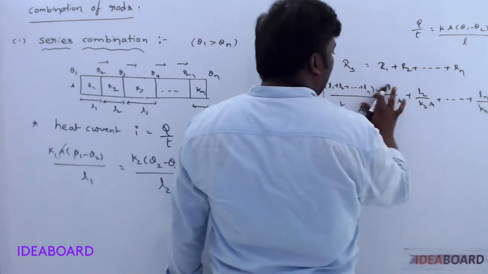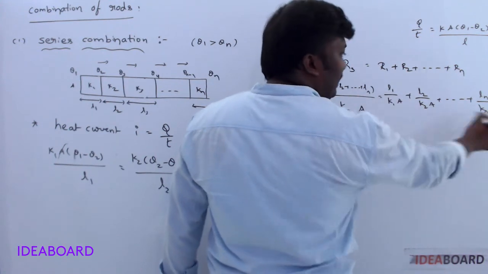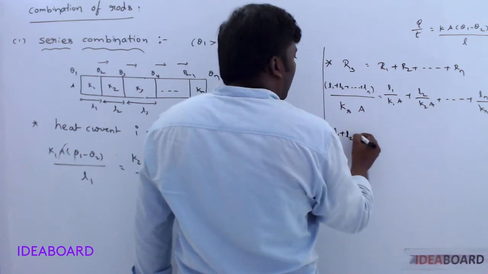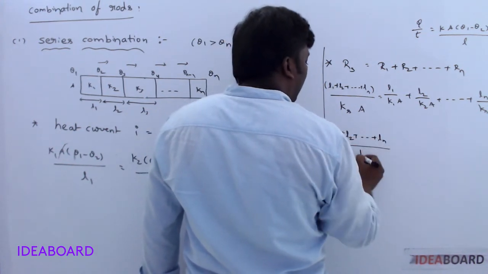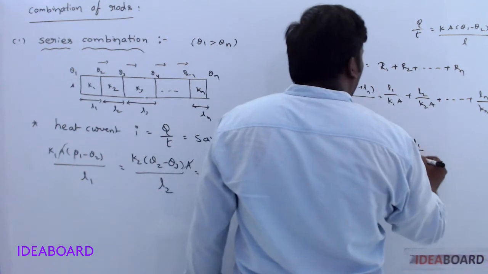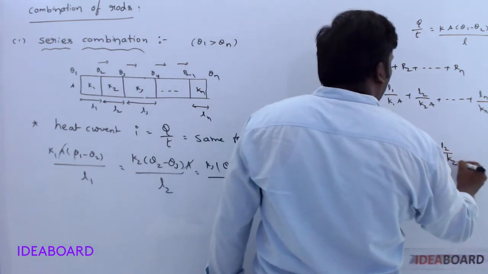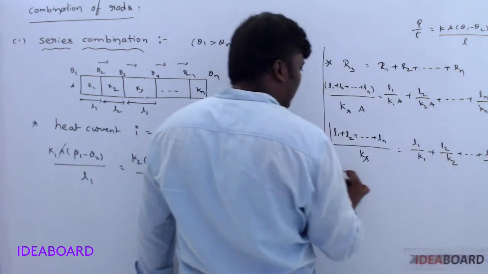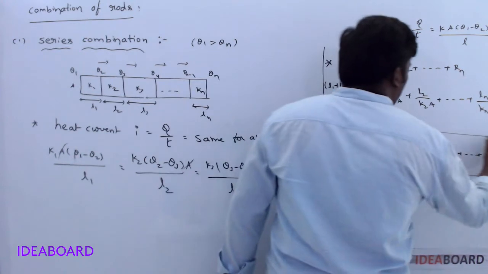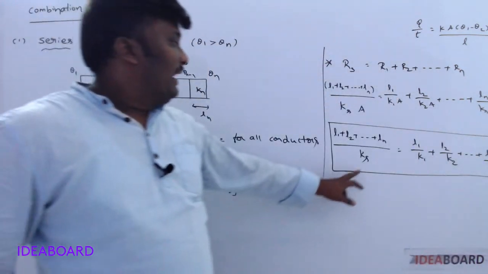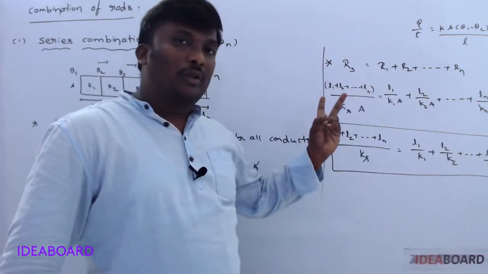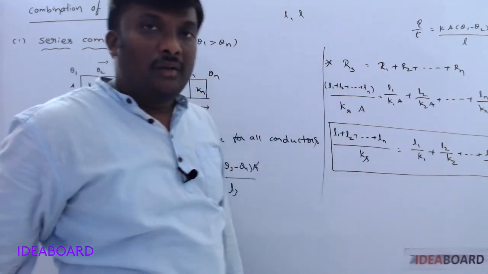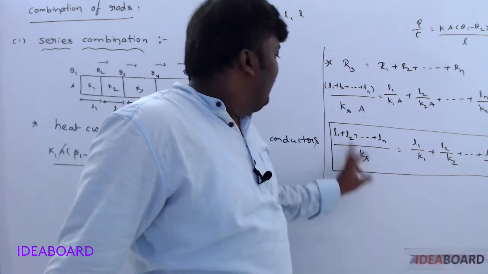So in all the cases, A is common and cancels. Then what we got? L1 plus L2 plus so on Ln by Ks is equal to L1 by K1 plus L2 by K2 plus so on Ln by Kn. So if they want Ks, they give the length. Suppose they took two rods having the length, one is L, another one is also L, identical length rods. Then L plus L, 2L.